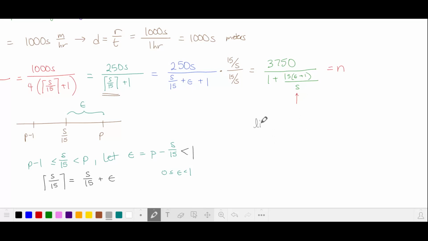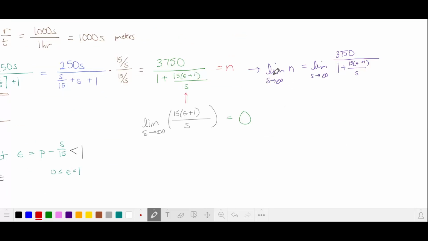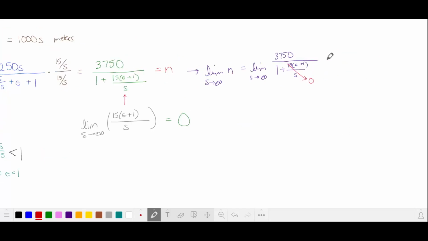Let's see what happens as we increase s. As s gets very large, this denominator gets very large, and so the fraction approaches 0. Here again, as s approaches infinity, the number of cars that pass in front of the eye, when we rewrite it as this expression, we have this fraction in the denominator approaches 0. So this large fraction approaches 3,750, which means that n gets arbitrarily close to this number.